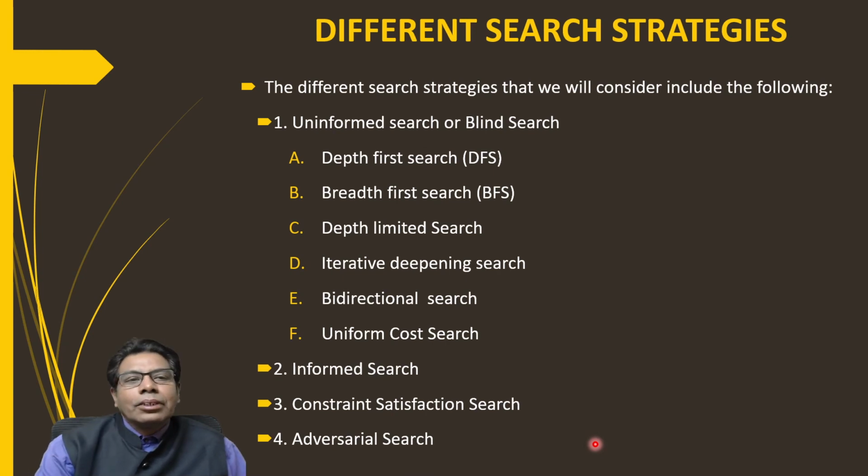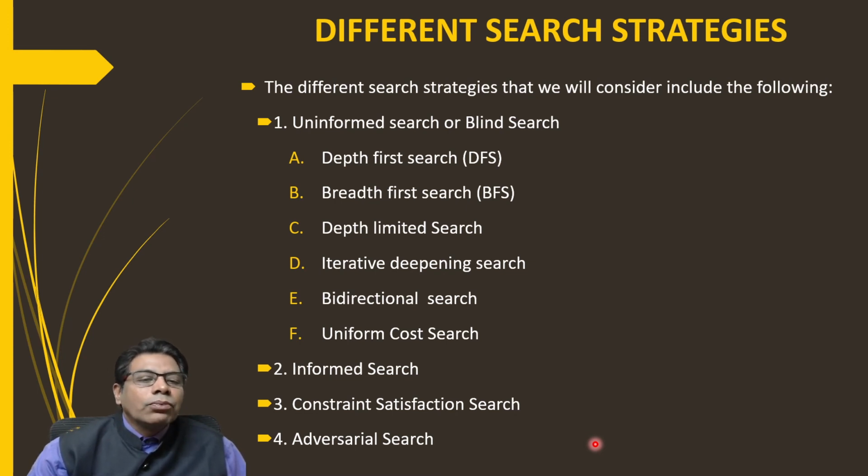Then last, we are coming to the end, that is, we'll just have what are the different search strategies. So we'll consider the following strategies. First is uninformed search or blind search. So in this, we'll have the depth first search, DFS, then breadth first search, BFS, and then depth limited search, then iterative deepening search, bidirectional search, then uniform cost search. So these are the different types of uninformed search, which we'll discuss in the next video.